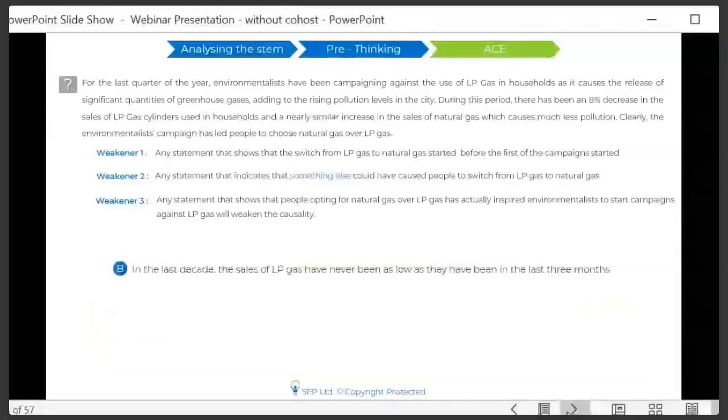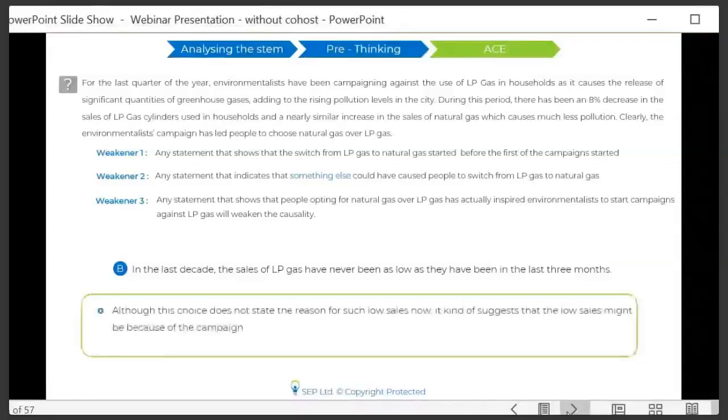All right. Let's move to choice B. In the last decade, the sales of LP gas have never been as low as they have been in the last 3 months. Now, although this choice does not state the reason for such low sales now, it kind of suggests that the low sales might be because of the campaign. In that case, this choice in a remote manner supports the causality and is therefore incorrect. Let's now move to choice C.